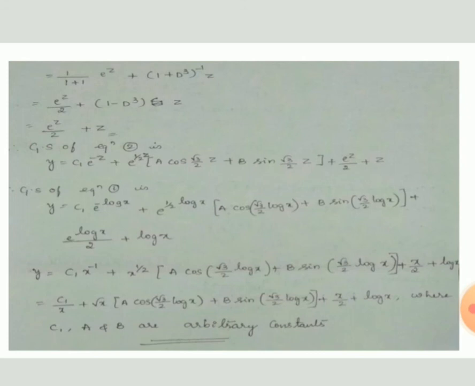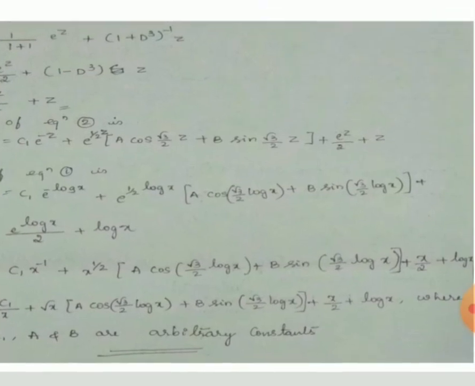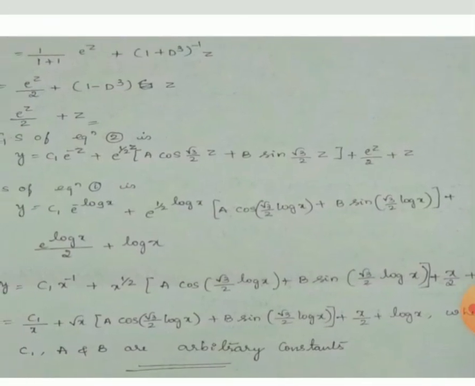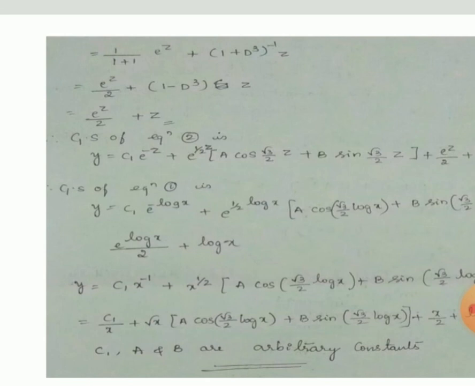So now first we shall write the general solution of equation number 2. General solution of equation number 2 is y is equal to c1 into e power minus z, that is what we obtained as the complementary function, plus e power half into z into a times cos root 3 by 2 into z plus b times sin root 3 by 2 into z, plus e power z by 2 plus z. So that is the general solution of equation number 2.